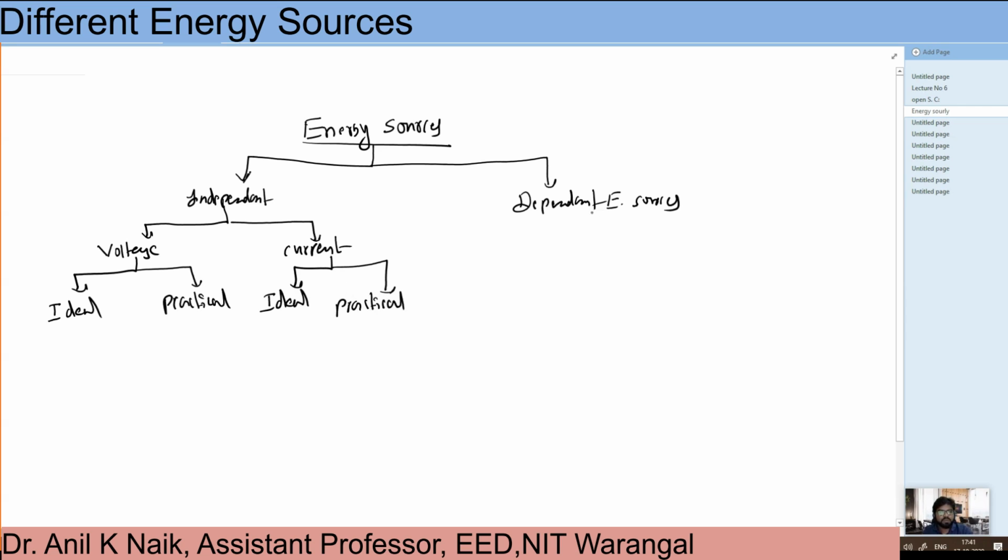When it comes to the dependent sources, here we have the voltage controlled voltage source, the voltage controlled current source, the current controlled current source, and the current controlled voltage source. So these are the four classifications we have.